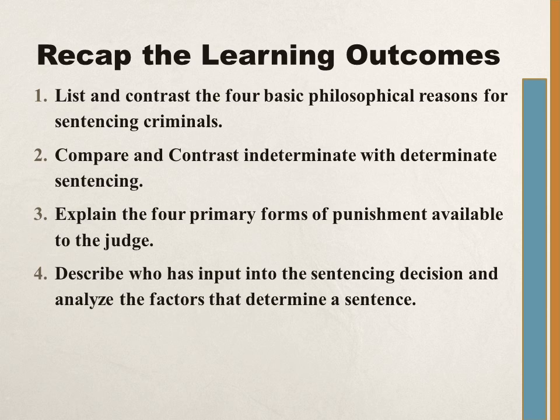So let's look back over our learning outcomes for this chapter. We talked about the 4 basic philosophical reasons for sentencing criminals. We talked about indeterminate sentencing and determinate sentencing and what they're about. We talked about the 4 primary forms of punishment available to the judge. We described who has input into the sentencing decision and analyzed the factors that go into determining a sentence.